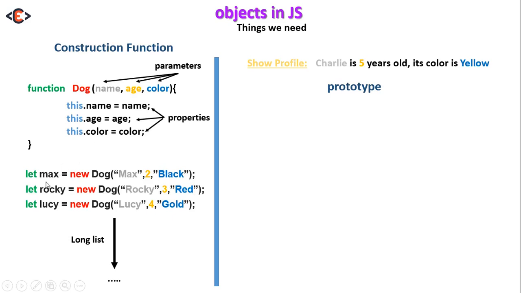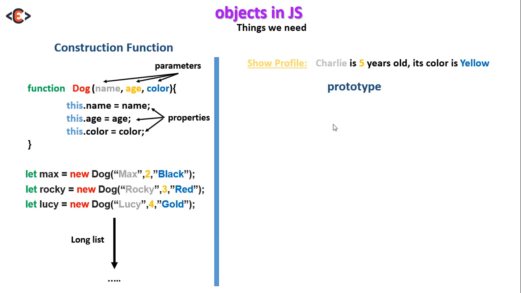So we don't need to go and add a method showProfile to every one of them. We just need to add the showProfile method to Dog's prototype, and then these instances can access that method as long as they can access the prototype of Dog.